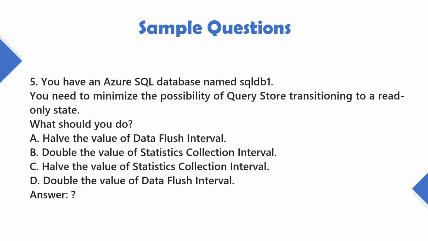5. You have an Azure SQL database named SQLDB1. You need to minimize the possibility of Query Store transitioning to a read-only state. What should you do? A. Halve the value of data flush interval. B. Double the value of statistics collection interval. C. Halve the value of statistics collection interval. D. Double the value of data flush interval.